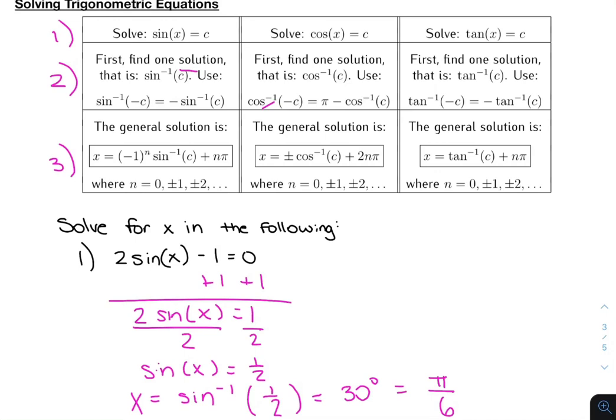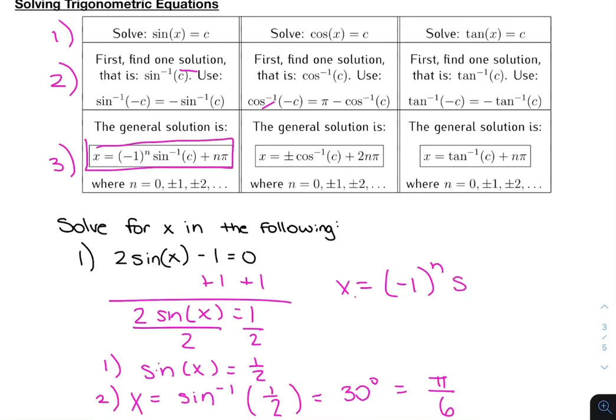So this was our first step, we've solved for sine. And then this was our second step because we used the inverse function to turn it into our solution. So our final step is to plug it into the general solution. So we have that x is equal to, we have -1 to the n power. So I'm plugging it into this solution because we're talking about sine.